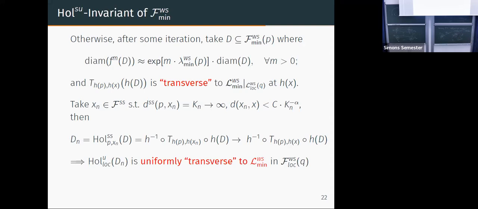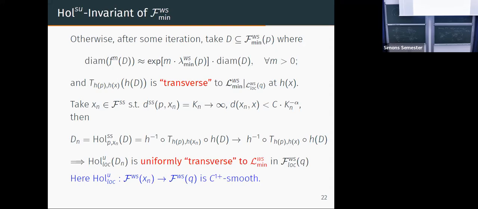So the key point is that it is uniformly transverse, because it is given by the conjugacy. Notice that your x_n tends to infinity. You will take a lot of D_n, but they are uniformly transverse. We do not go flatter and flatter; that's not possible. They are uniformly transverse. Right now I think you can imagine some arguments like before. Why? Because this one, the contracting rate is the minimal exponent. But this one, when they are very close, the contracting rate is not the minimal one. It will be something weaker for the exponents.